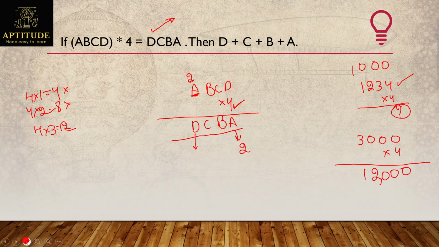Then the only possible value for D is 8. The answer starts with an 8, so obviously the D value here is also 8. And see this, 8 into 4 is 32. I keep 2 here and 3 will be carried over for the next multiplication.